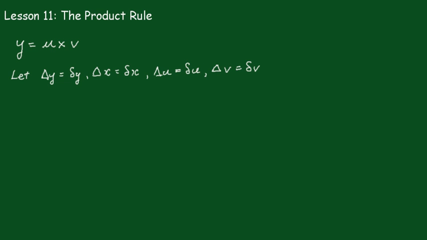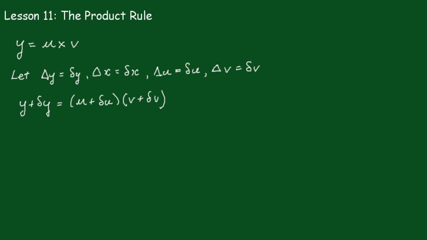Lesson 11, the product rule. y equals u times v, where u is one function and v is another function multiplied together. Now, for convenience, I'm going to let big delta y equal little delta y, etc. And now, we can replace y with y plus delta y. So that's y plus delta y is equal to u plus delta u times v plus delta v.